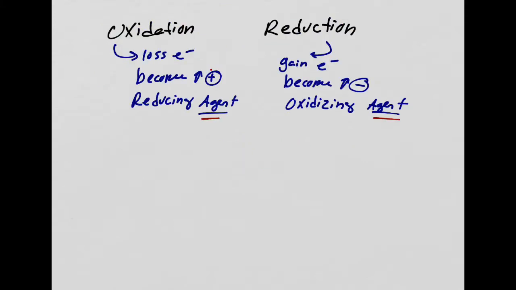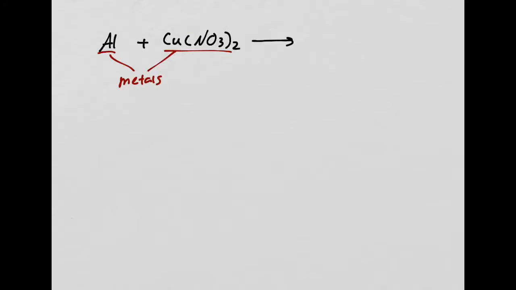Let's go aluminum plus copper nitrate. Now, this is a single replacement reaction, right? Because you have one metal and you have a couple. In a single replacement reaction, the metals are what exchange. They replace each other, the metals, okay? So the metals are going to switch places.